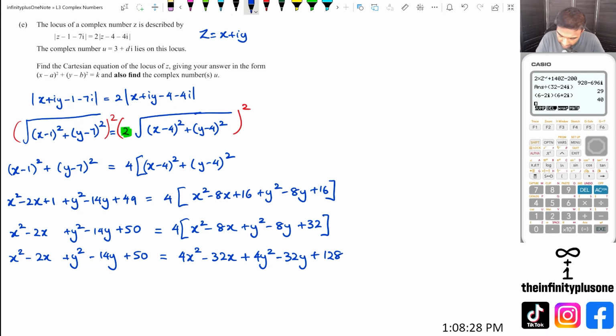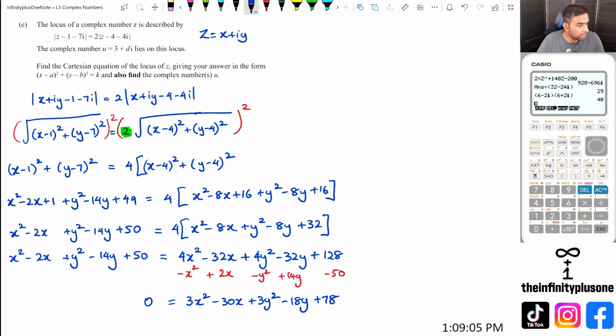All right, so now I'm going to subtract everything from the right hand side. So I'm going to get minus x squared plus 2x minus y squared plus 14y and minus 50. And when I do this, I'm going to get 0 is equal to 3x squared minus 30x plus 3y squared, minus 32y and 14y, that's going to be negative 18y, plus 78.